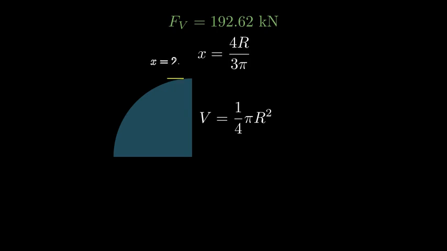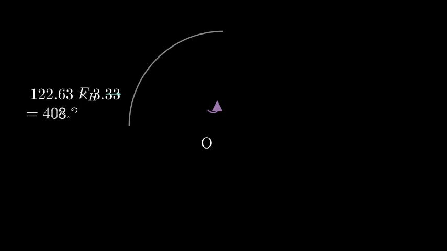Where is the center of gravity for this slice of water? For a circular quadrant, it's located at 4r/3π. Now, let's prove something fascinating. Does the net force pass exactly through the hinge at point O? The horizontal force, Fh, tries to rotate the gate clockwise. Its moment is force times distance from the hinge.